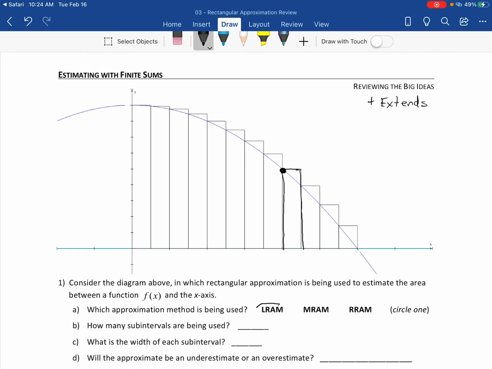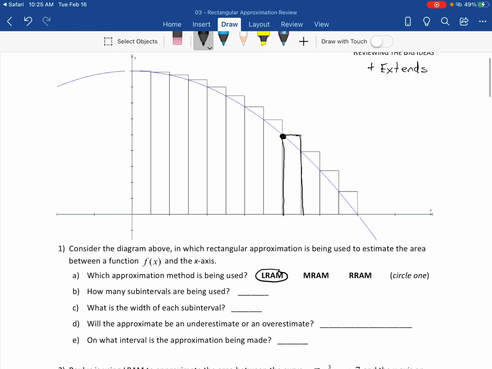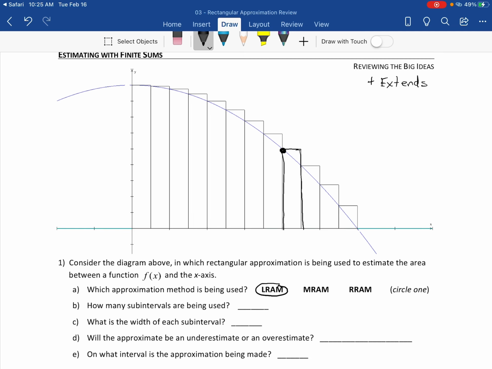But this one, because they're using the left-hand side of the rectangle as the defining value for height on the curve, is called LRAM. How many sub-intervals were used? Well, you just count up the rectangles. See, there's 1, 2, 3, 4, 5, 6, 7, 8, 9, 10, 11, 12 rectangles that are being used. So that was the number of sub-intervals that this curve was cut into to do the calculations.